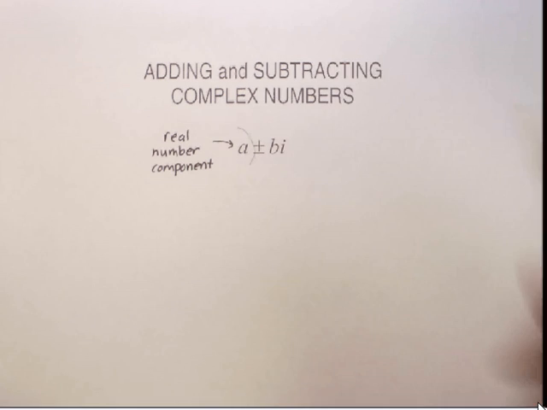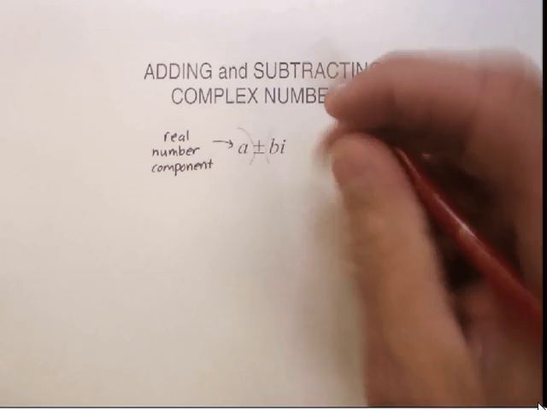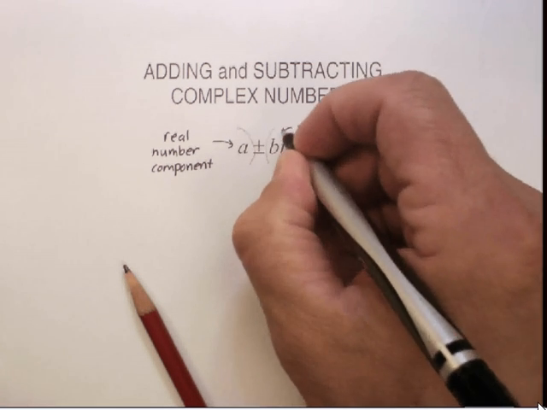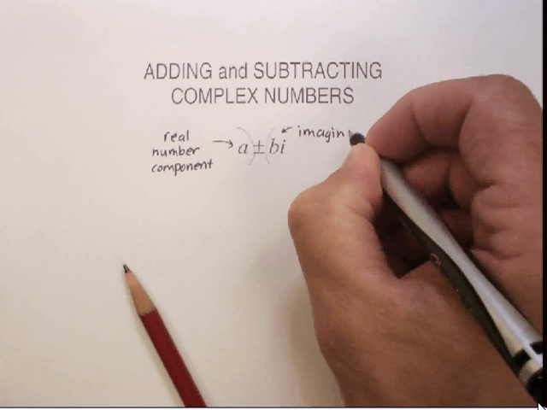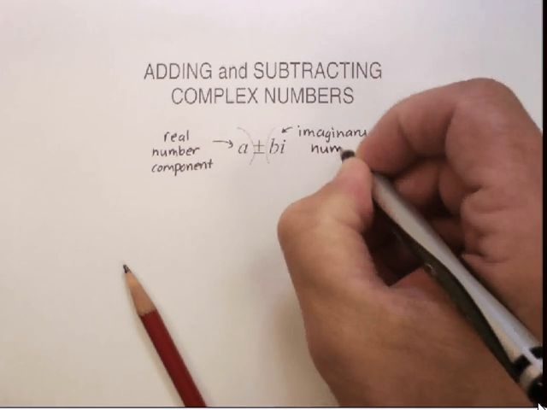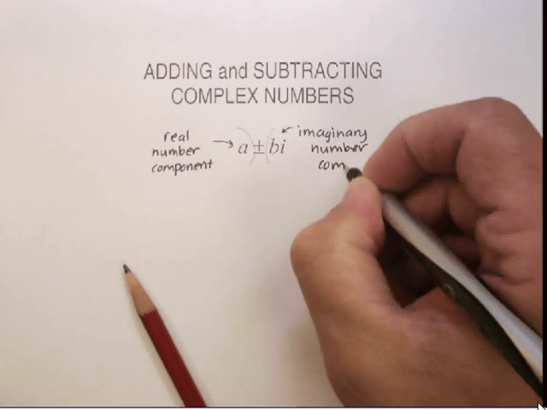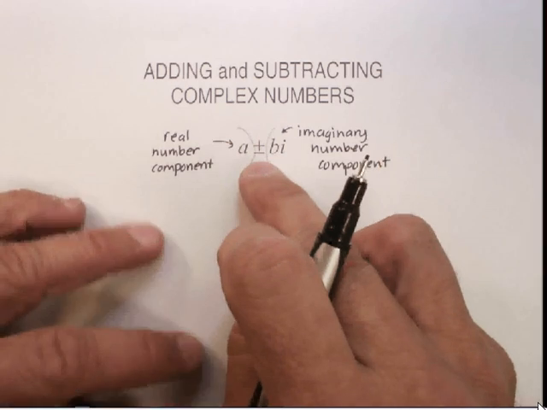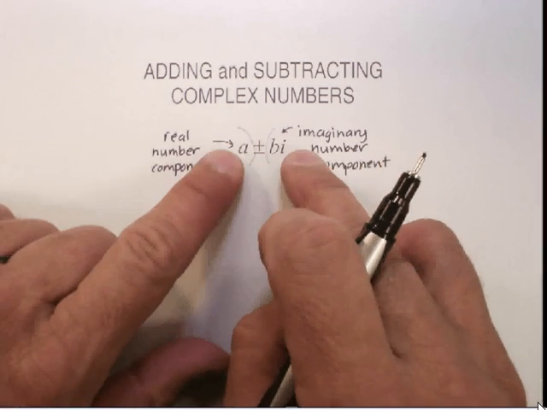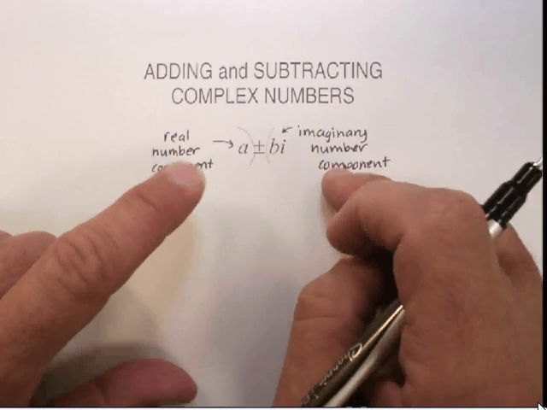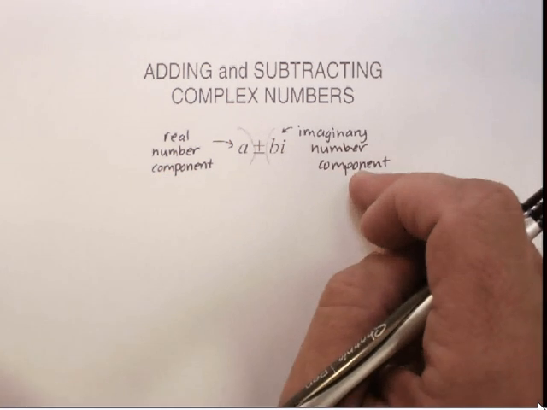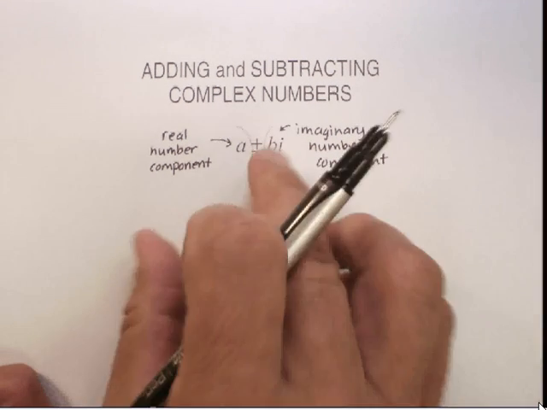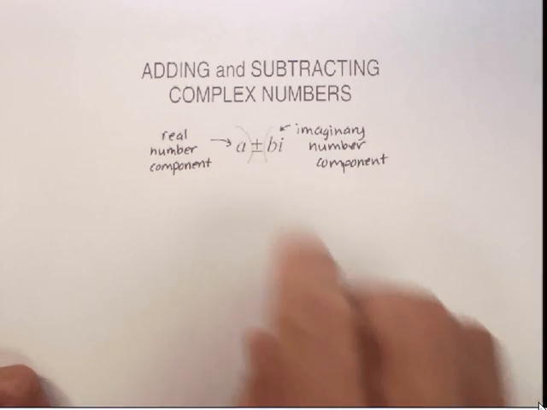Now the number on the right side of the addition or subtraction is called the imaginary number component. Let me write that in there real quick. There we go. And together, the a plus or minus bi makes up what they call a complex number. So again, real number components and imaginary number components. I'll have another video talking about where those came from and how they developed. But for now, let's just use the a plus bi form.